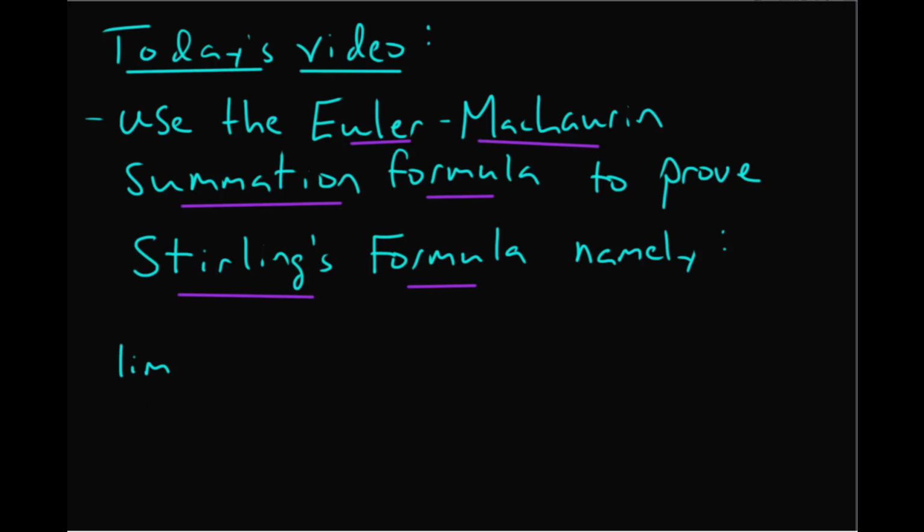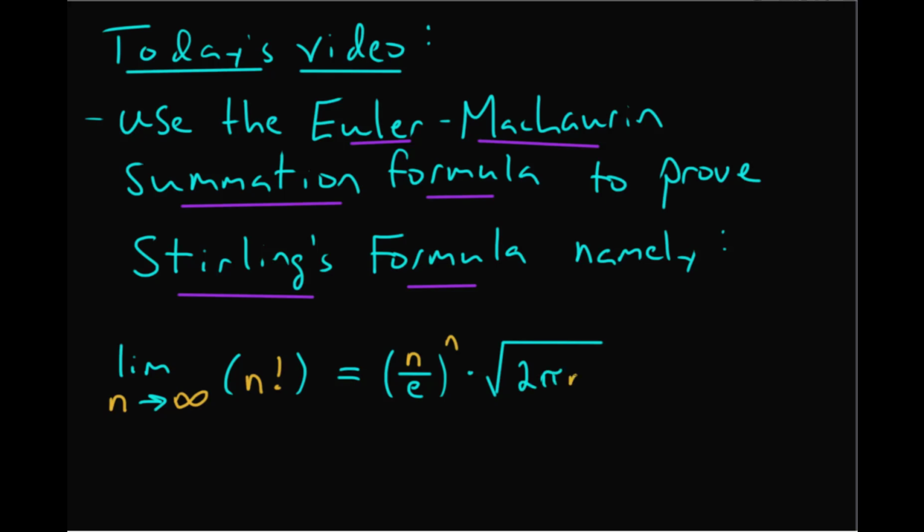It describes the behavior of factorials as the factorial gets larger and larger. What it says is that the limit as n approaches infinity of the expression n factorial gets asymptotically close to the formula n over e raised to the nth power times the square root of 2 pi n. So that's a very cool formula that involves both e and pi, and we're going to unpack that a little bit now.